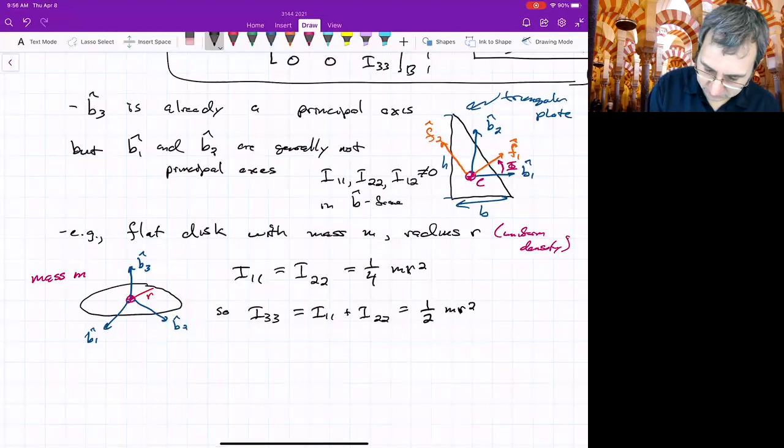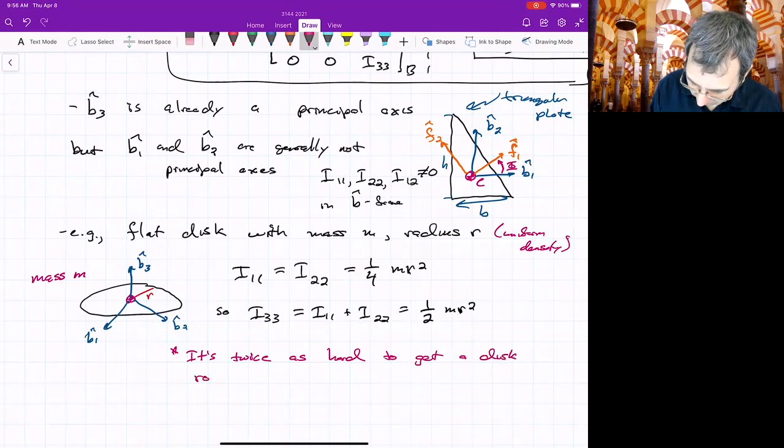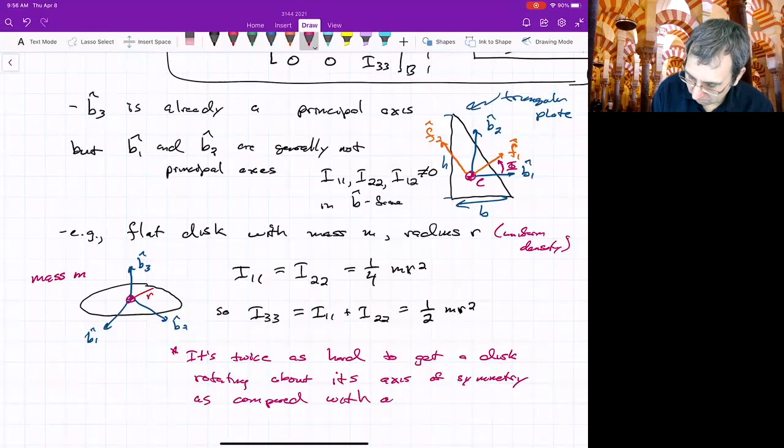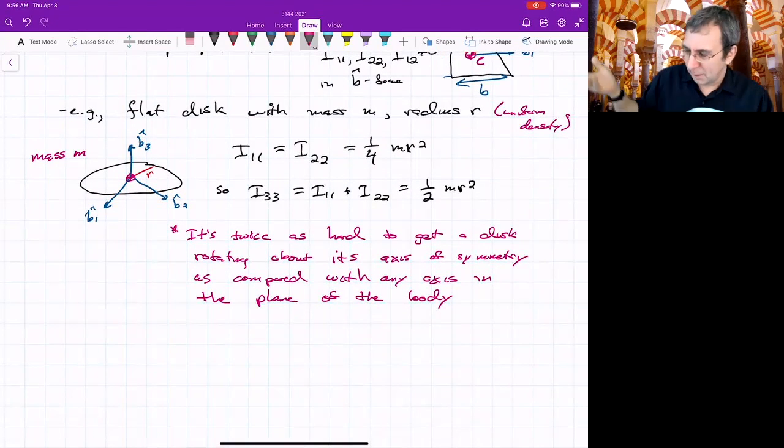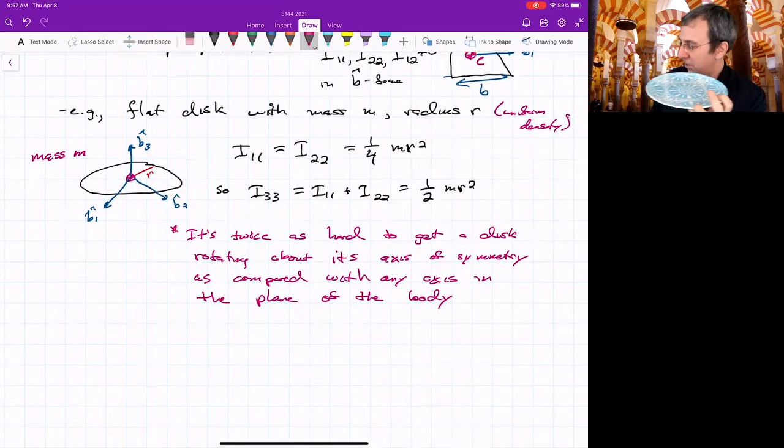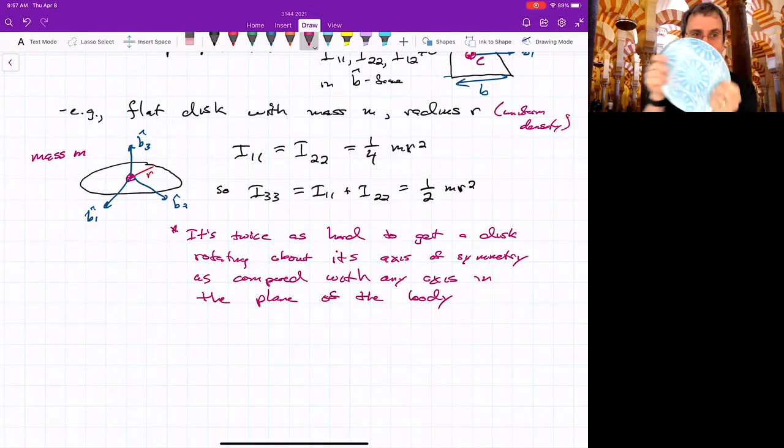Now, how do I interpret this? I interpret this as it's twice as hard to get a disk rotating about the axis of symmetry as compared with any axis that's in the plane of the body. And you can even feel this if you have a heavy enough plate. This plate isn't quite heavy. Pick up a manhole cover from somewhere in Blacksburg, and don't tell them I told you to, but try it. If you try to get it rotating about that B3 axis, you can feel that's harder than rotating about any other axis that goes through the body.